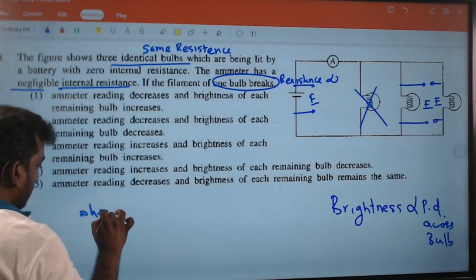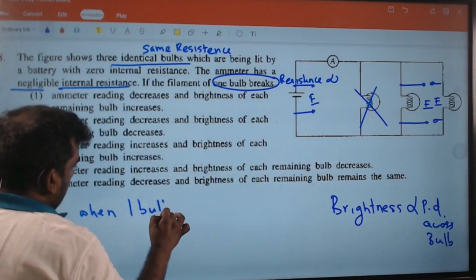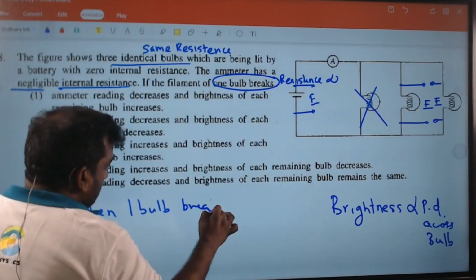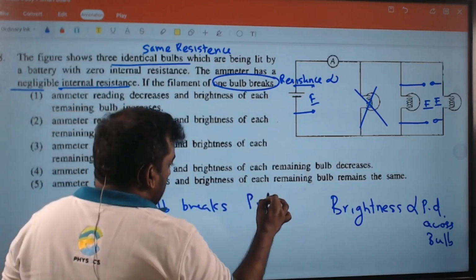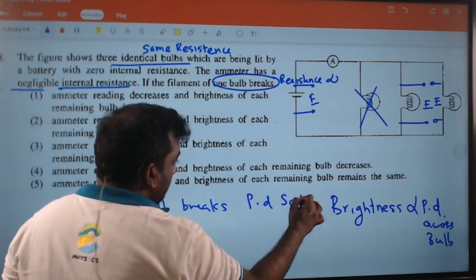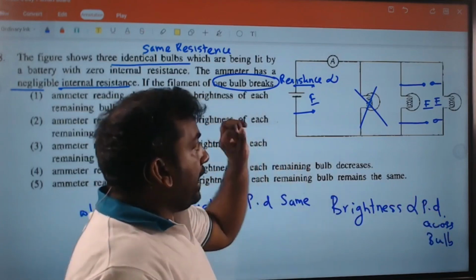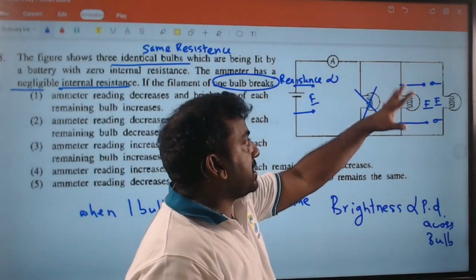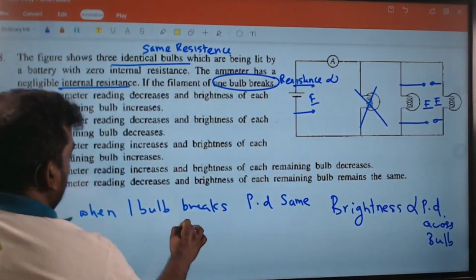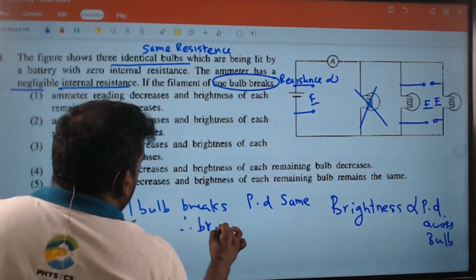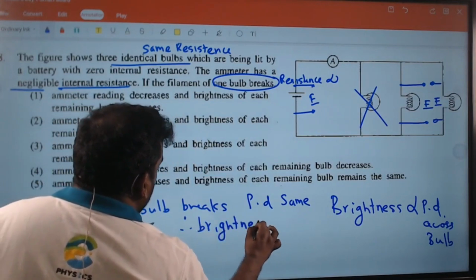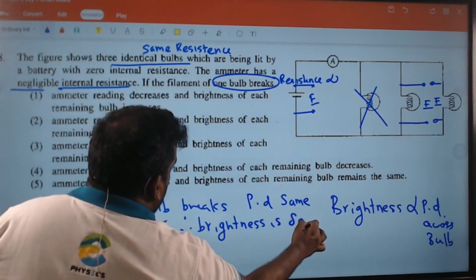When one bulb breaks, potential difference is the same. Potential difference same means brightness also same. Remember, brightness depends on potential difference. Therefore, brightness is the same, right?